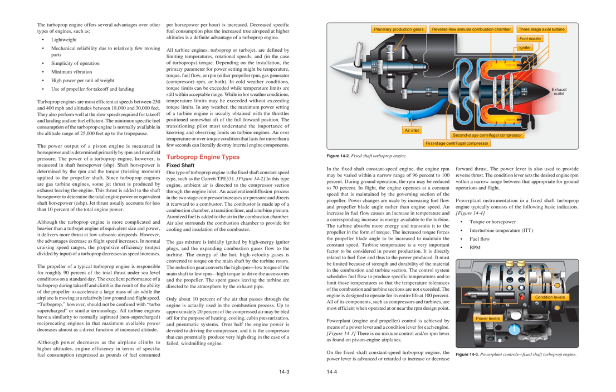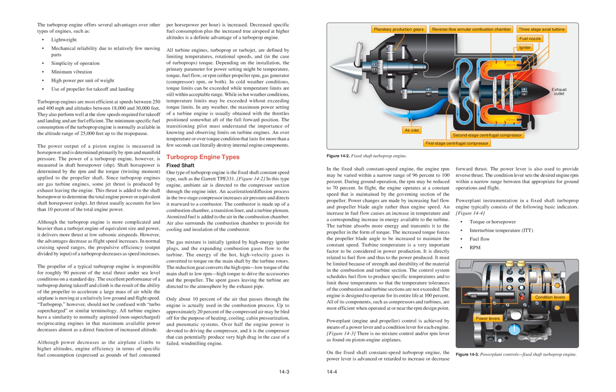One type of turboprop engine is the fixed shaft constant speed type, such as the Garrett TPE-331, Figure 14-2. In this type engine, ambient air is directed to the compressor section through the engine inlet. An acceleration/diffusion process in the two-stage compressor increases air pressure and directs it rearward to a combustor. The combustor is made up of a combustion chamber, a transition liner, and a turbine plenum.